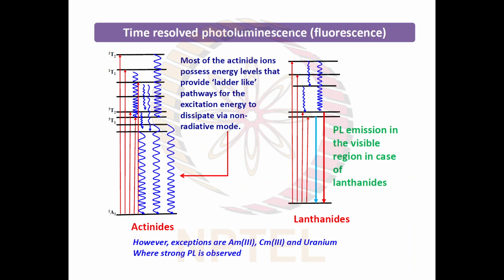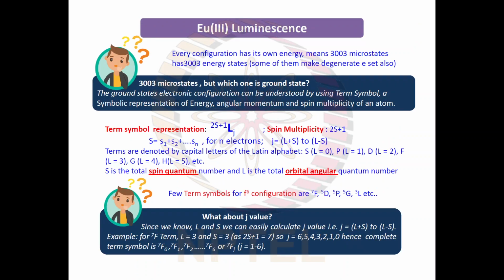Going further, sir talked about how most of the actinide ions possess energy levels that provide a ladder-like pathway for excitation energy to dissipate by a non-radiative mode. And then Eu3+ luminescence: every configuration has its own energy, meaning 3003 microstates have 3003 energy states. Some of them are also degenerate. Of the 3003 microstates, which one is the ground state?